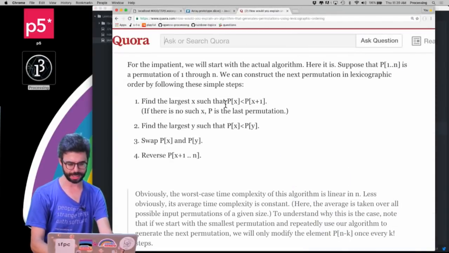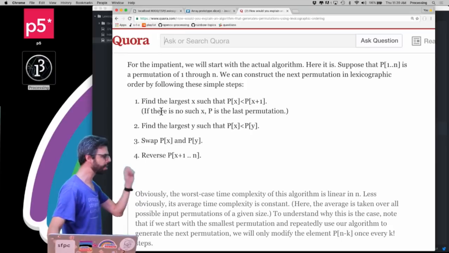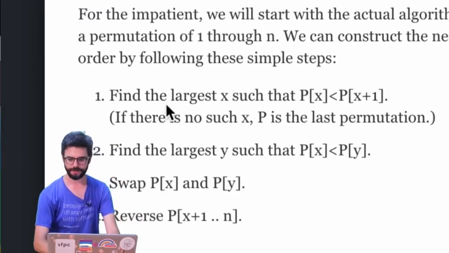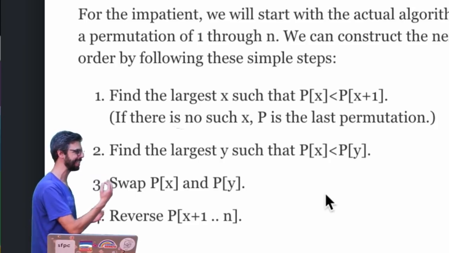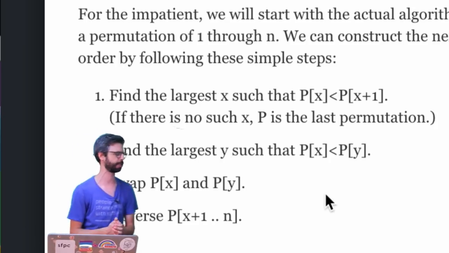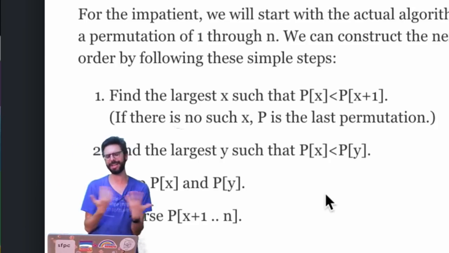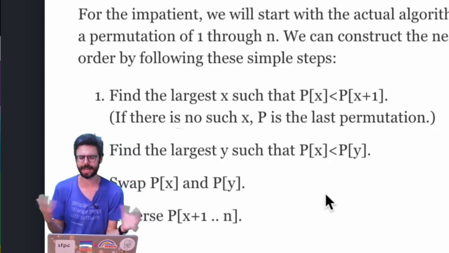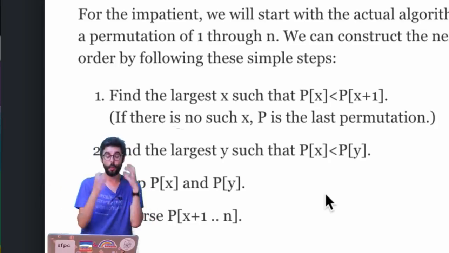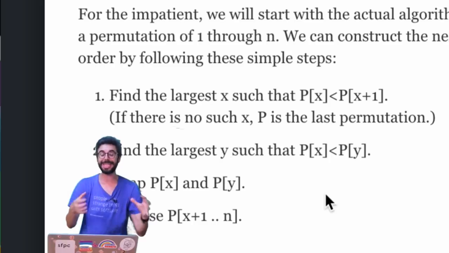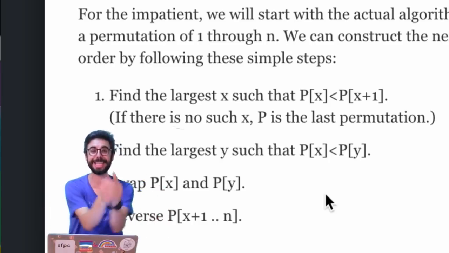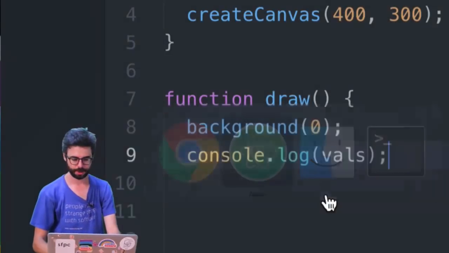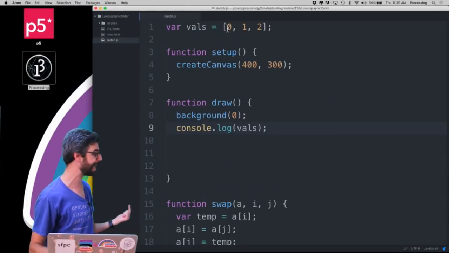So if I go back to this explanation first, and let me zoom in on this so you can see it better. Find the largest x such that p index x is less than p index x plus 1. Okay, so what does that mean? Often we think of i as the index, not x, but what we're looking for is the element in the array closest to the end of the array where its number is less than the next number.